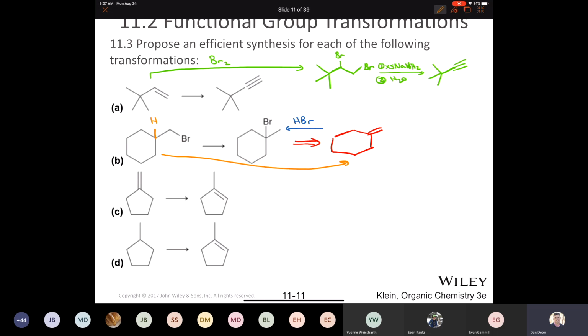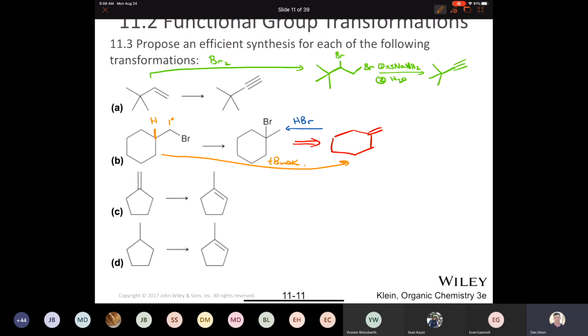Now, the reason I would use something like potassium tert-butoxide or DBU is to avoid any SN2, because this is a primary alkyl halide, and so I want to avoid that SN2. So I'm going to choose the reagent that David gave me, which is potassium tert-butoxide.